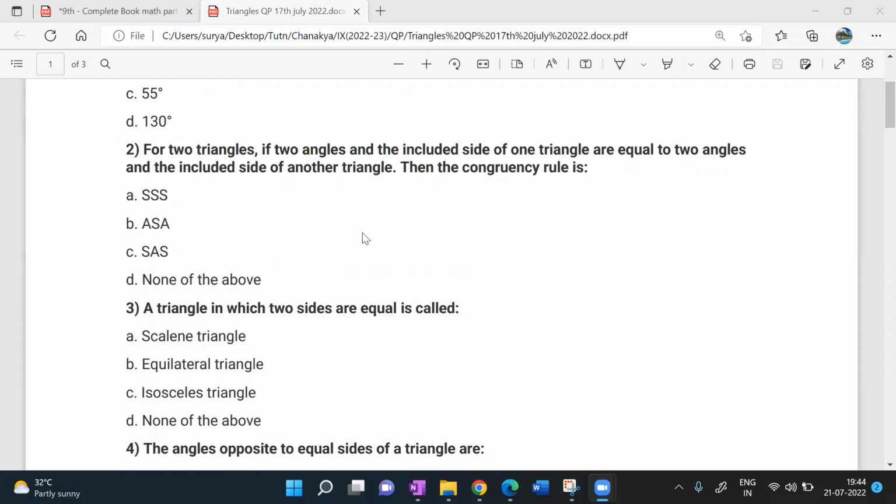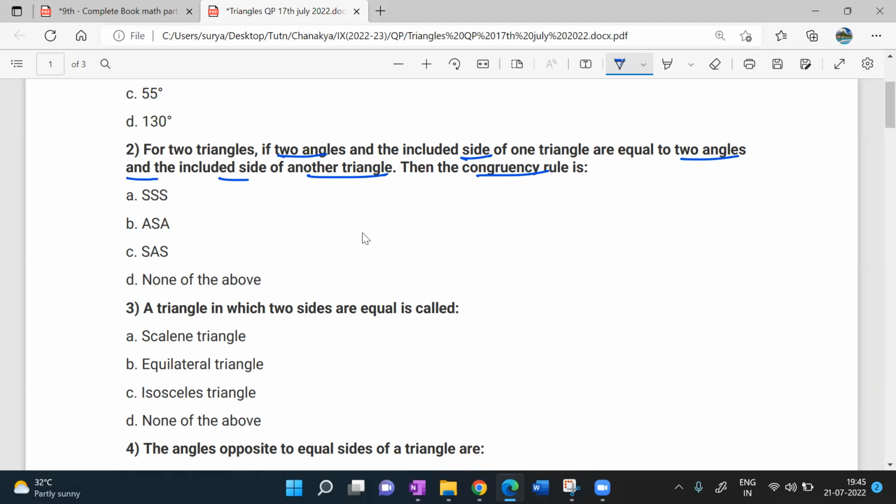Sir, we can tell you that if two angles... So next one is ASA, then isosceles, and then equal. For two triangles, two angles and the included side of one triangle are equal to two angles and the included side of another triangle. It says two angles and included side. What is that?